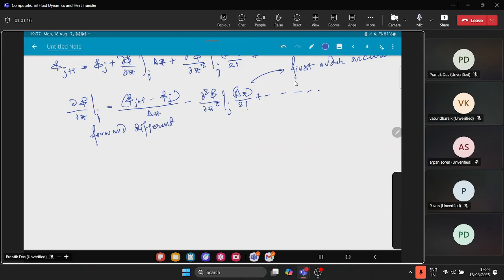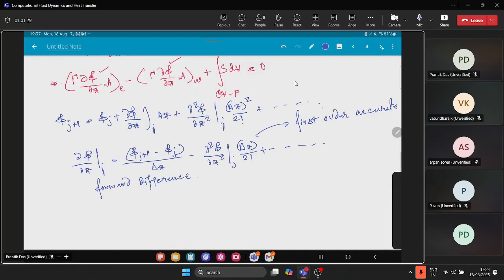So what you are seeing is that this is actually first order accurate, so we are going to use a second order accurate scheme, which is the central difference method. Why is it first order accurate? Because this term is of the order of delta x. As I've said earlier, the exponent of delta x shows you the order itself. If it's a function of delta x square, then it becomes second order accurate. So how do we do it?